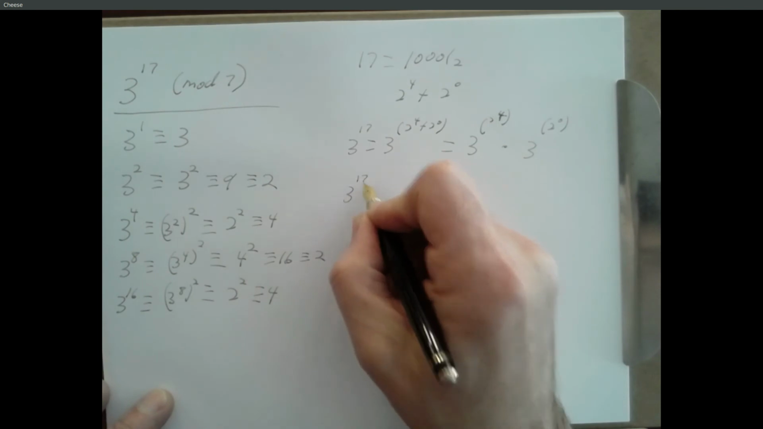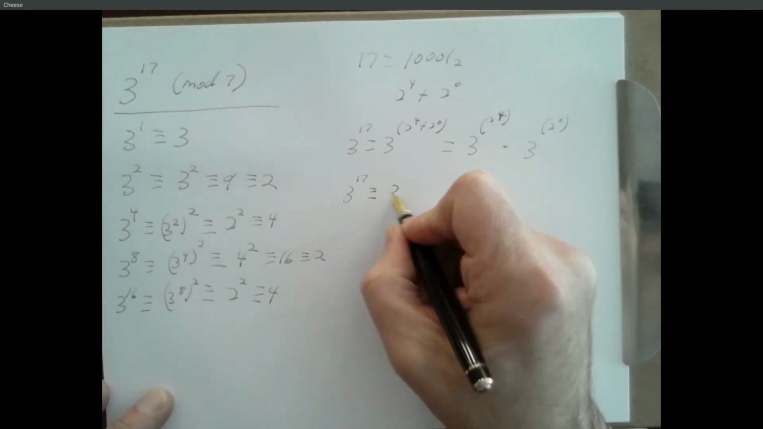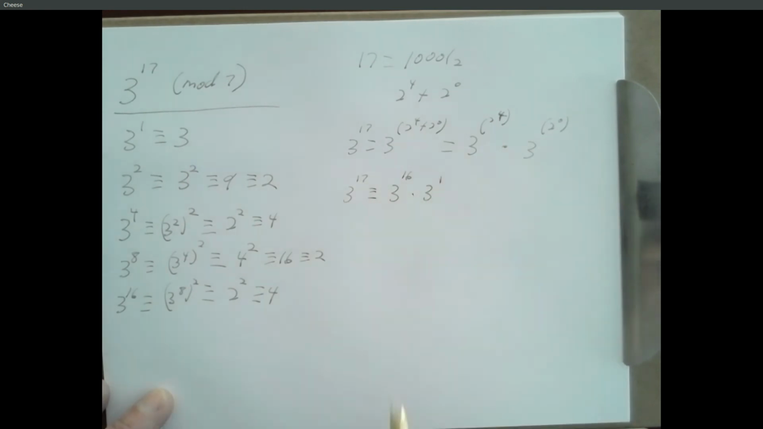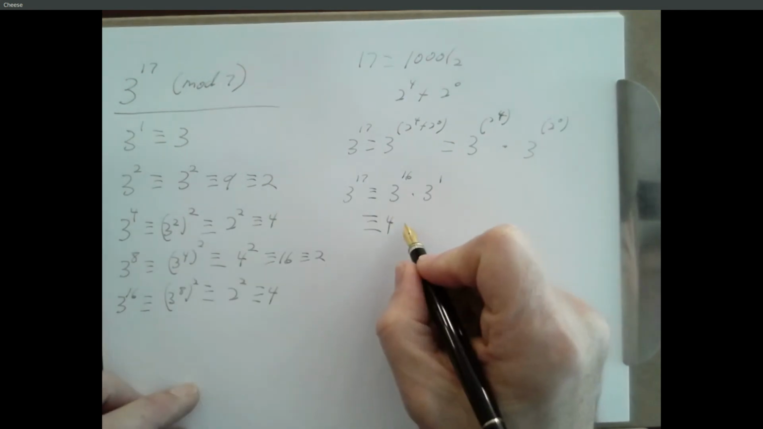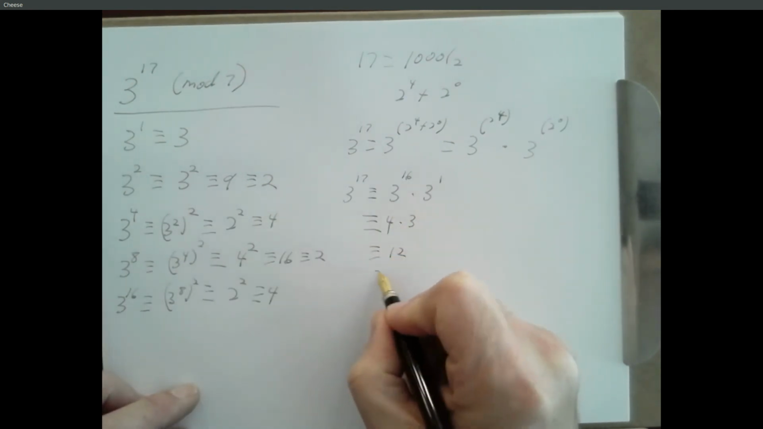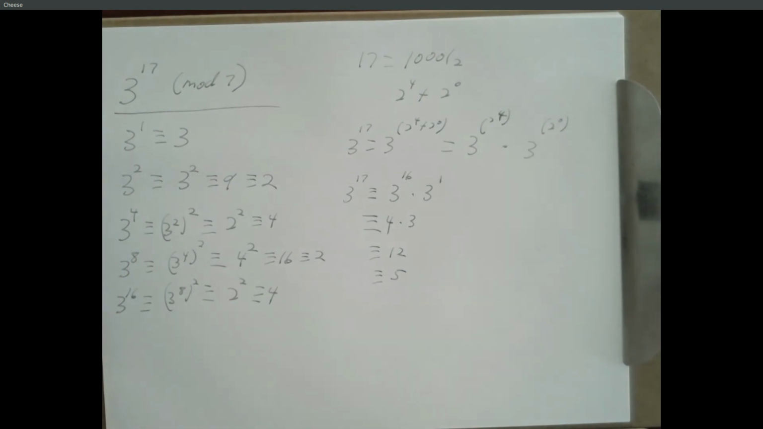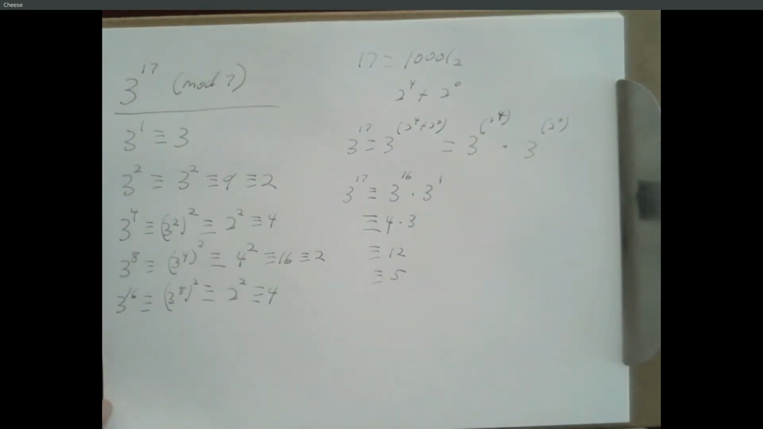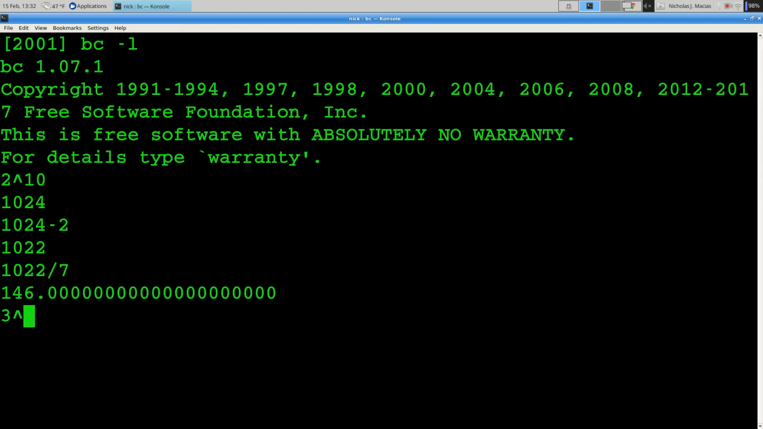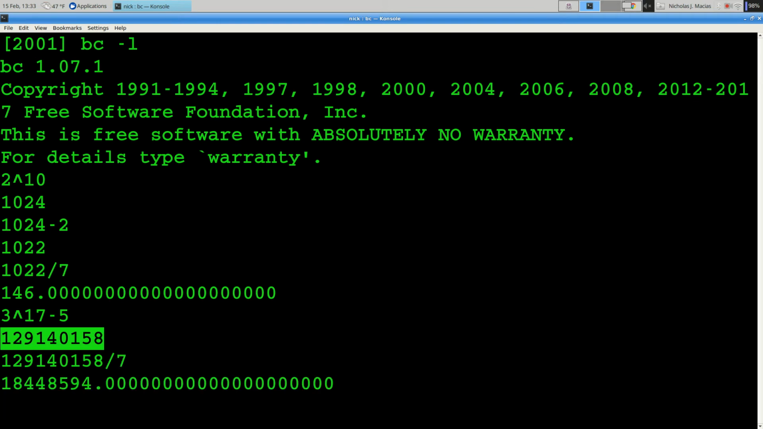So 3 to the 17th is going to be congruent to 3 to the 16th times 3 to the 1st. And I've calculated 3 to the 16th is congruent to 1, 3 to the 1st is congruent to 3, so this is congruent to 3, which is congruent to 5 mod 7. So with less than a page of hand calculations, I found 3 to the 17th is 5 more than a multiple of 7. And so 3 to the 17th minus 5 is this number. And this number divided by 7 is exactly that number, 18 million.